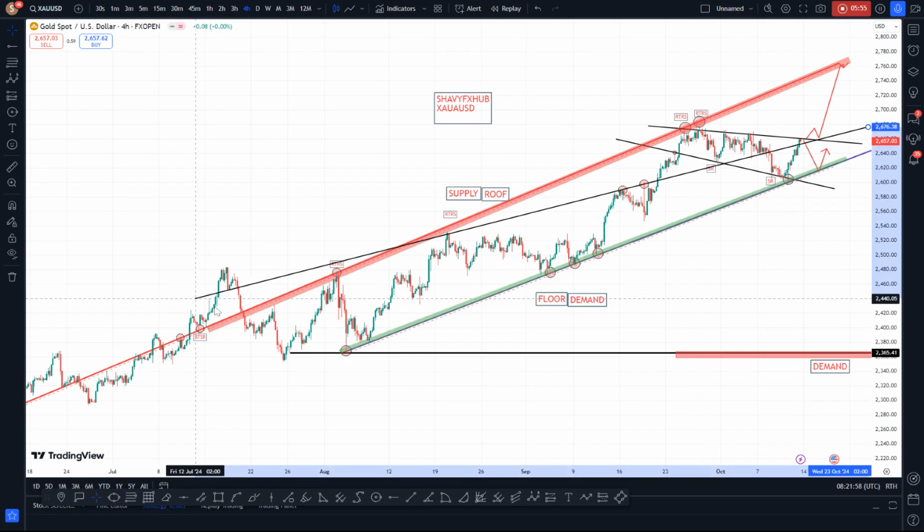So we'll come down here. We have here a support structure, break of a support structure, price return as a resistance structure, creating another ascending trend line, which we will hold responsible for future price action. So this becomes a temporary roof, while we have here also another temporary floor.